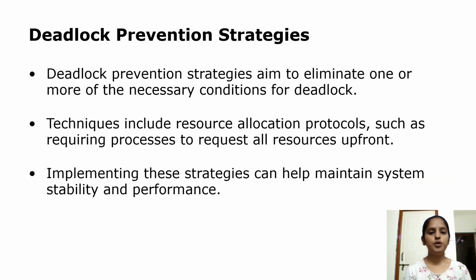And coming to deadlock prevention strategies. Deadlock prevention strategies aim to eliminate one or more of the necessary conditions for deadlock. Techniques include resource allocation protocols, such as requiring processes to request all resources upfront. Implementing these strategies can help maintain system stability and performance. To prevent deadlocks, there are some protocols such as requiring processes to request all resources upfront.